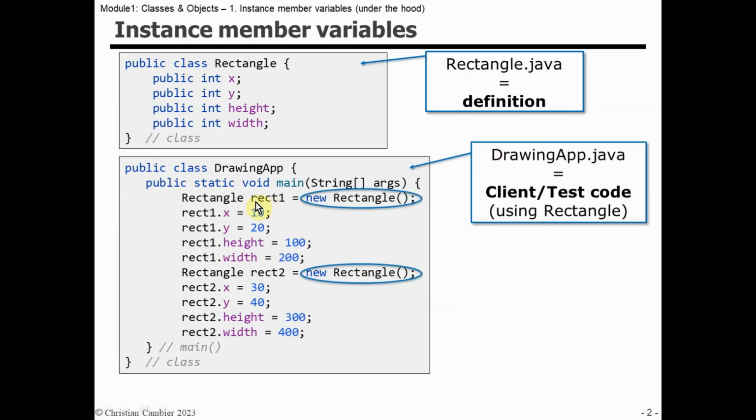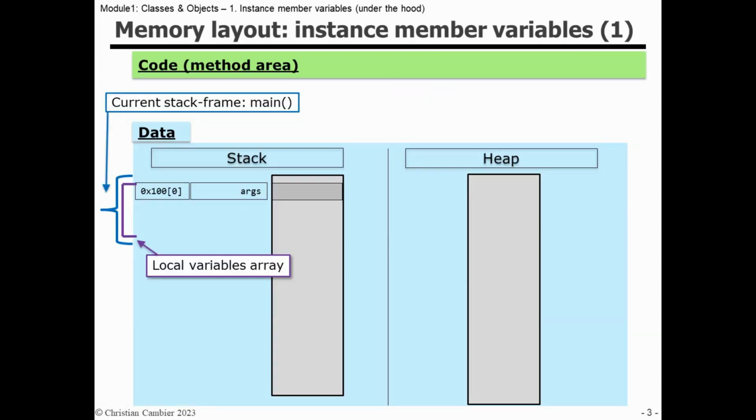The first one for rect1, after which I'll assign a few values to the properties of the object, and an instantiation for rect2, for which I assign some different values. Let's see what this looks like in the memory areas. For those of you who are not familiar with concepts like method area, stack, heap, I advise you to first watch some of the videos of my other playlist, Stack and Heap Fundamentals.